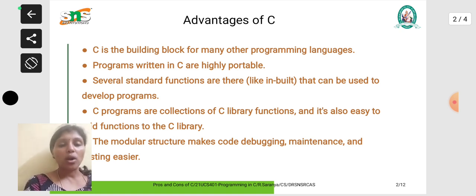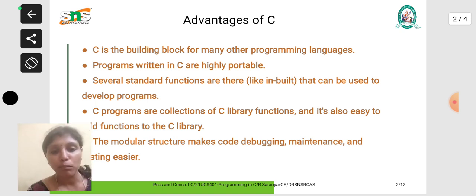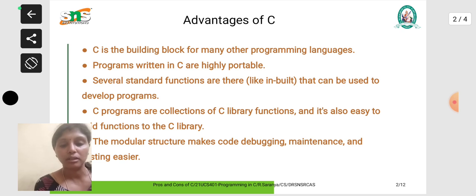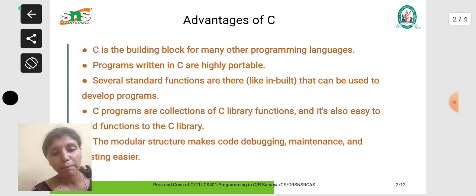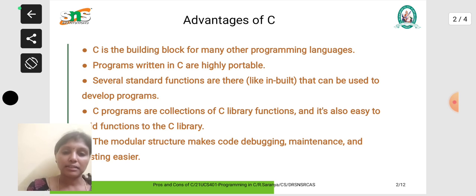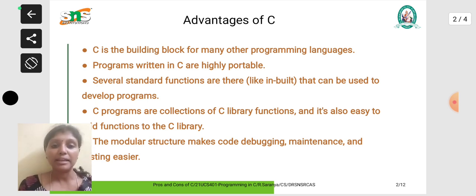Now let us see what are the features as well as advantages of C programming. C is a building block of many other programming languages. We used to call it a building block in order to develop PHP as well as Java, Python code and all. C plays a vital role. If we are expert in C programming, we can easily learn many high level programming languages. It's a base. That's what we used to call a building block of many other programming languages.